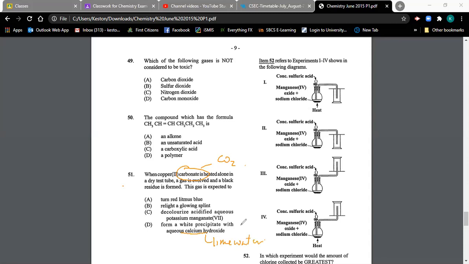What's the correct answer for this? What's your test for carbon dioxide gas? Yep. Bubble it through lime water. If it turns a milky white precipitate, we know that carbon dioxide is present.